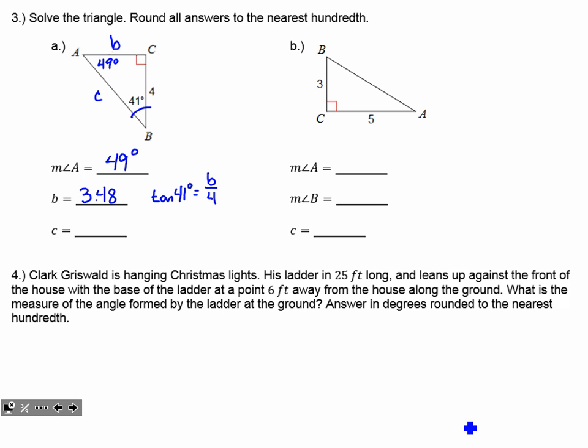And I could use Pythagorean theorem to find that side length C. If I'm rounding carefully, I should arrive at the correct answer that way. But I think trigonometry is a little bit faster for this as well. I'm given the 41. I know the adjacent leg to that 41 is 4, and the hypotenuse is C. Adjacent and hypotenuse will use the cosine function. So I have 4 over C. So in the calculator, I'm going to do 4 divided by cosine 41 to find that answer, and I get 5.30, or just 5.3.